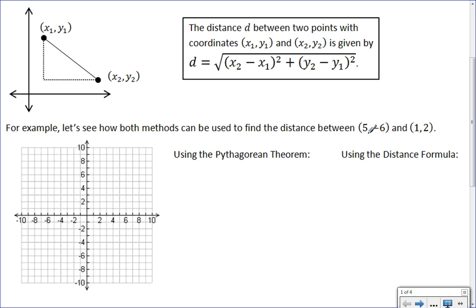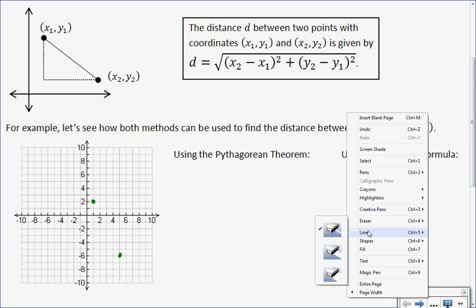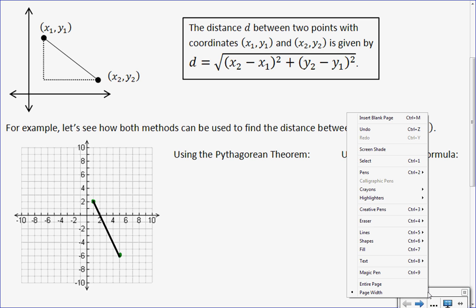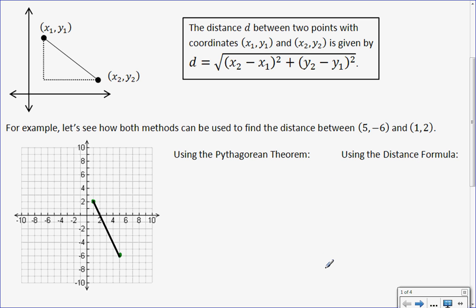So on our graph, let's go ahead and plot the points 5, -6, and 1, 2. And we'll want to draw a nice straight line between them. Alright, now in order to use the Pythagorean theorem, we need to have a right triangle.